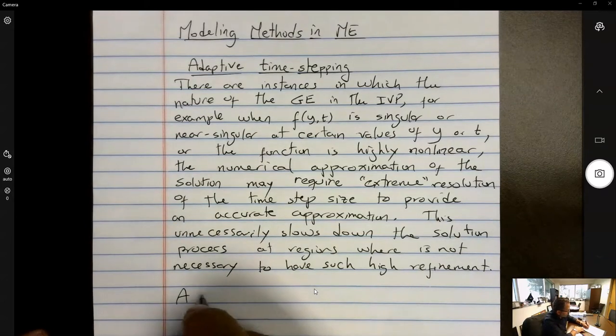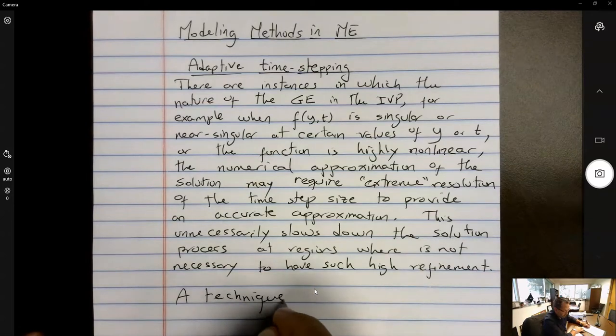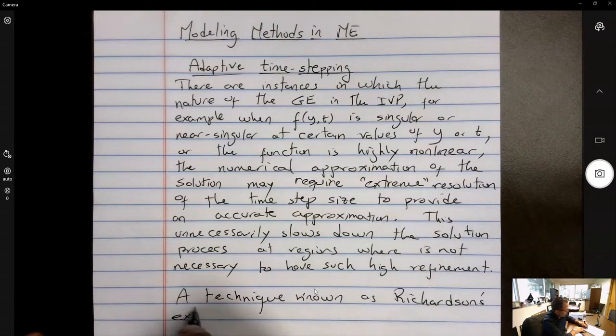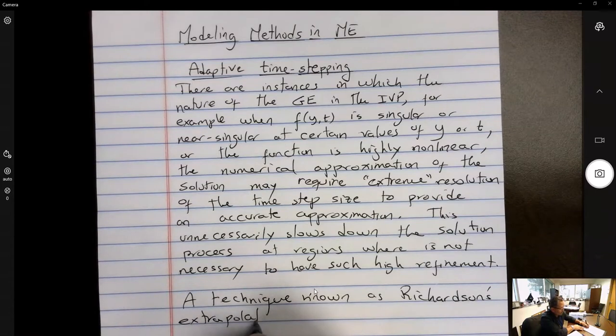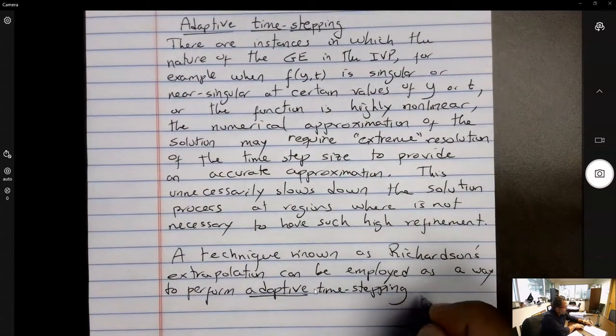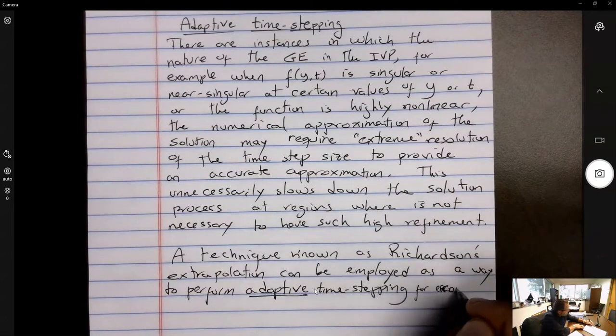So we're going to talk about a technique known as Richardson's extrapolation, which can be employed as a way to perform adaptive time stepping for error control.